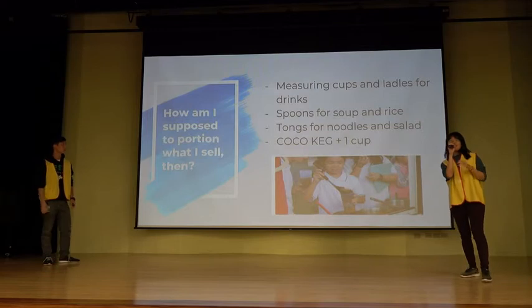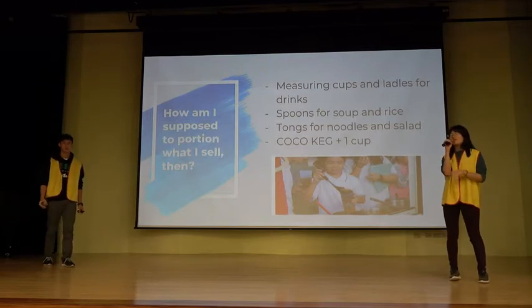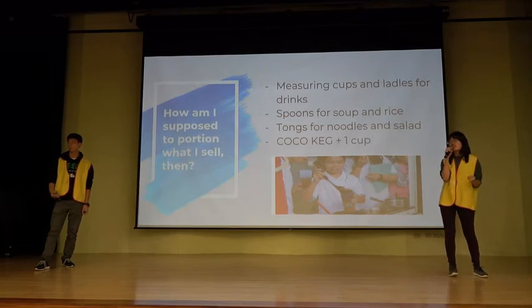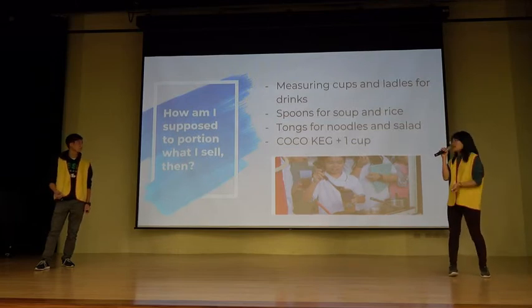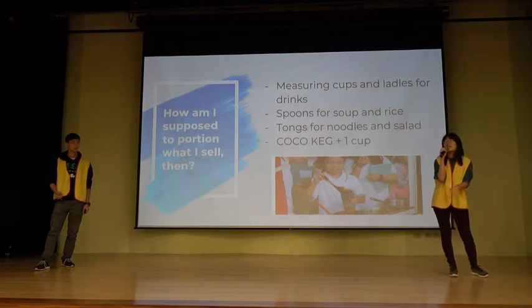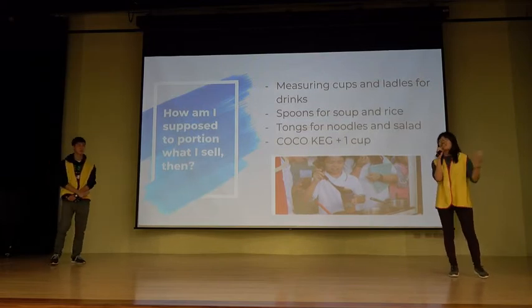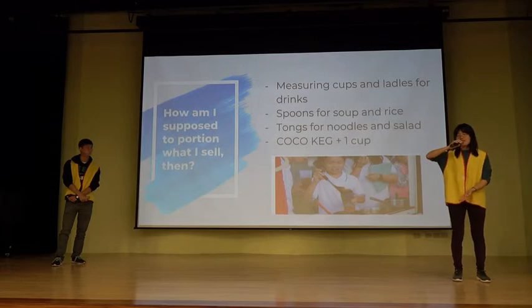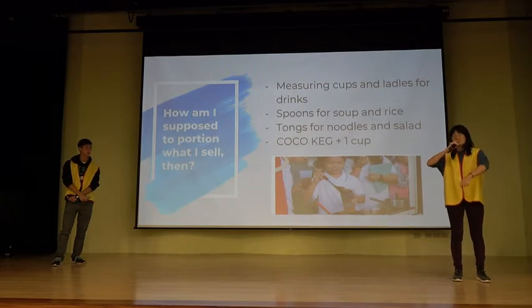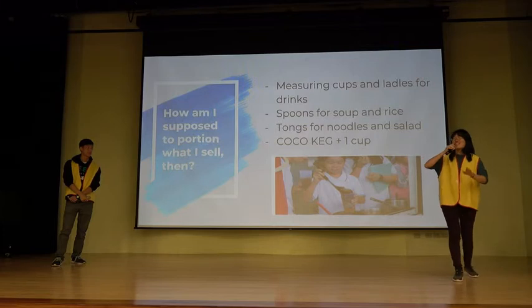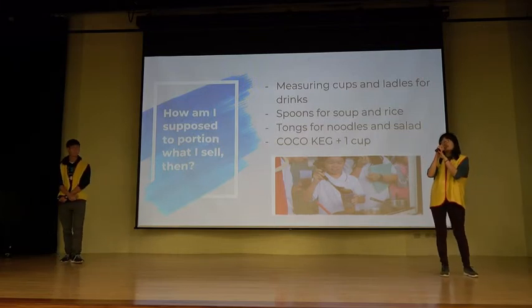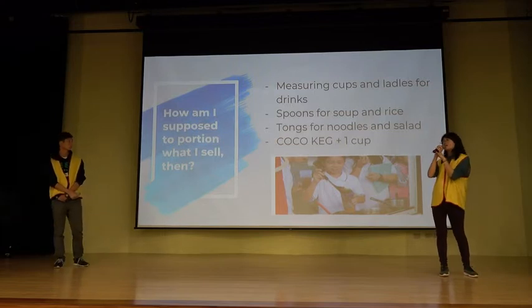And so finally, if you're wondering how you're supposed to portion what you sell, some ideas include using a measuring cup if you're going to sell drinks. And another thing you could use to contain your liquids is one of those kegs. If you guys have been to BDSC dances, they use a big container, and then you just twist it open and the drink comes out. Yeah, and actually Coco rents these out. So if you want to sell those drinks, it is possible.